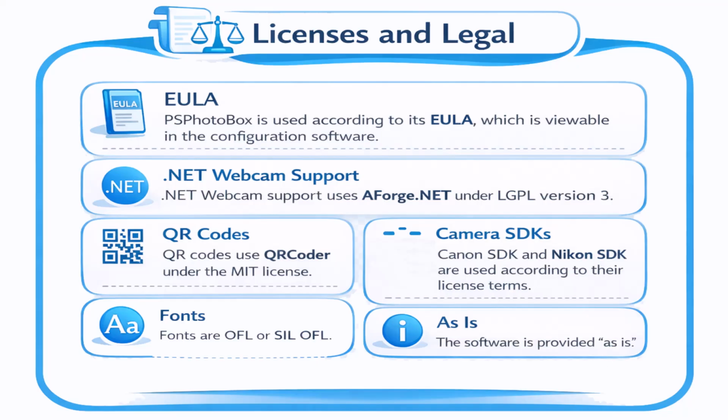Licenses and legal. PSPhotoBox is used according to its EULA, which is viewable in the configuration software. Webcam support uses aforge.net under LGPL version 3. QR codes use QR Coder under the MIT license. Canon SDK and Nikon SDK are used according to their license terms. Fonts are OFL or SIL-OFL. The software is provided as is.